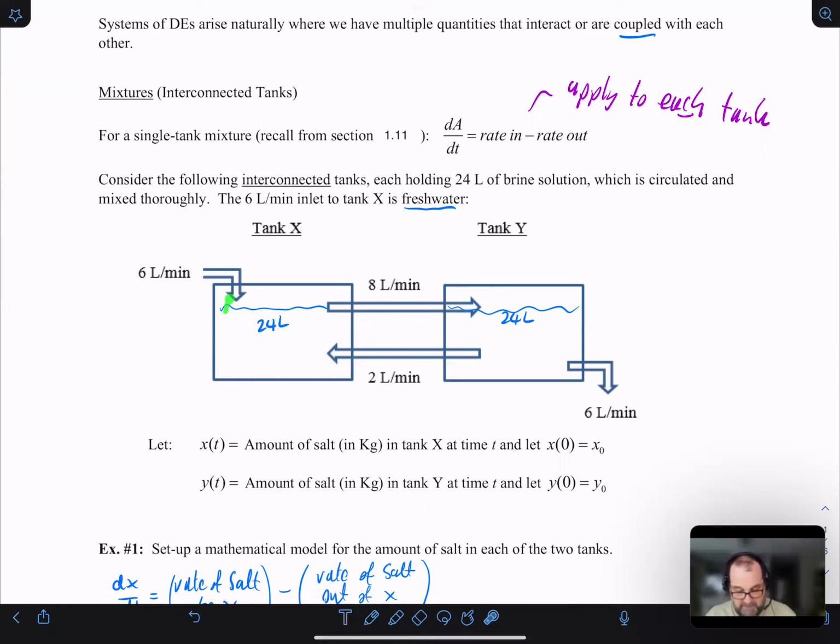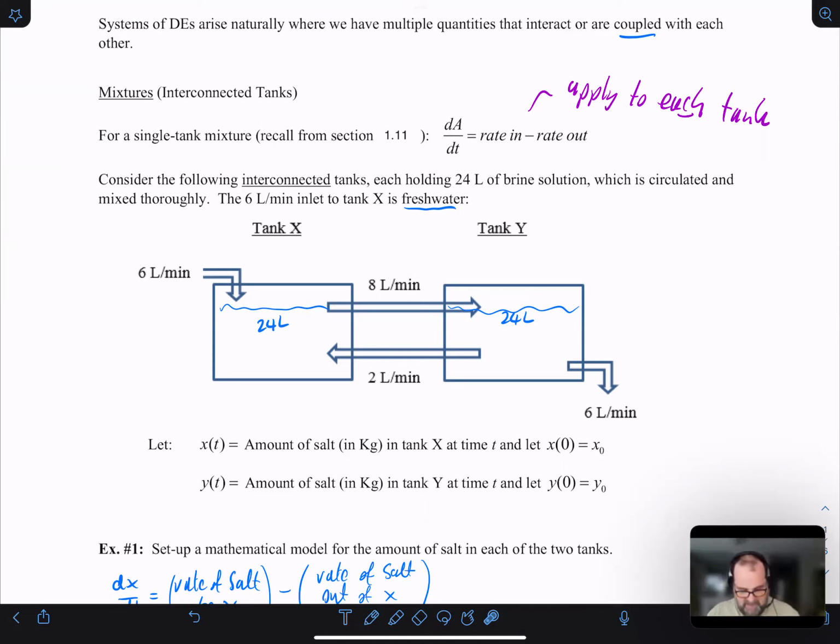So notice, if you're looking at just tank X, you've got 6 liters per minute in and 6 liters per minute net out. So we maintain 24 liters in tank X. Similarly, we have 8 into tank Y, 2 out of tank Y, and 6 out of tank Y. So the net effect is that tank Y has a constant 24 liters in it. So this is certainly the easier setup situation where the flow rates at least balance out.